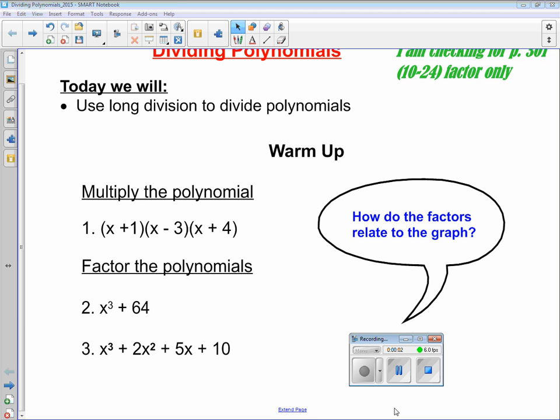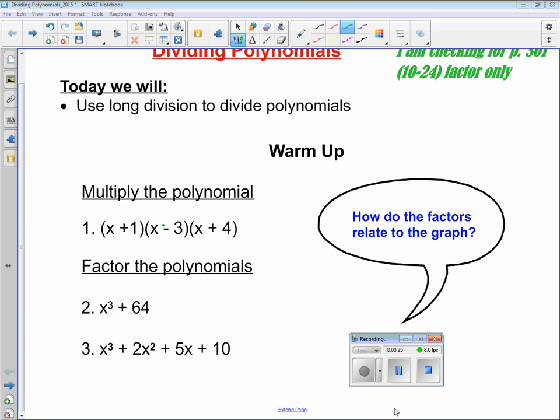All right, let's see what we remember and what we don't remember from break. If we look at number 1, it says multiplying the polynomials, okay? And we have 3 different binomials that we need to multiply together. And so what we need to do is take 2 at a time and multiply them. So we can take the first 2 and multiply them and then multiply it by the last one. So let's do 2 at a time.